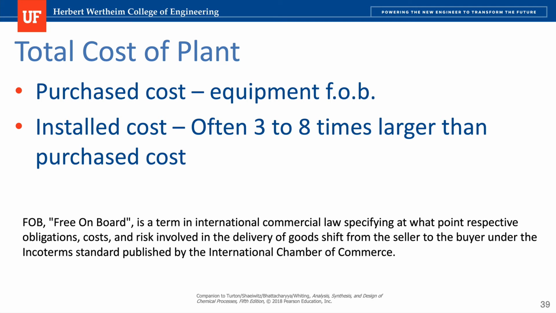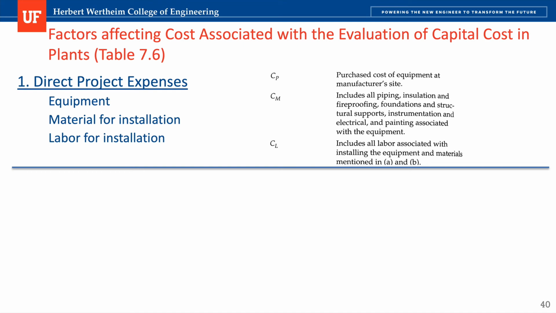for the particular use. There are a couple of factors affecting the costs associated with the evaluation of capital costs in the plant. So I'm going to just summarize them. The direct project expenses include, of course, the CP, which is the base equipment cost. Remember that all of the costs that we are going to be calculating right now depend on the purchase cost. So here's the purchase cost of equipment at the manufacturer's side.